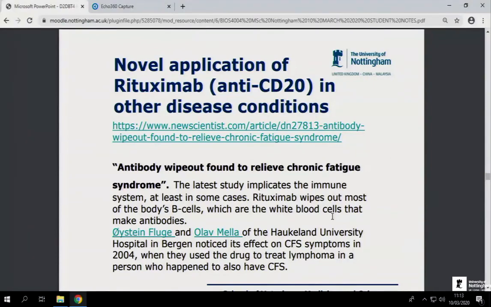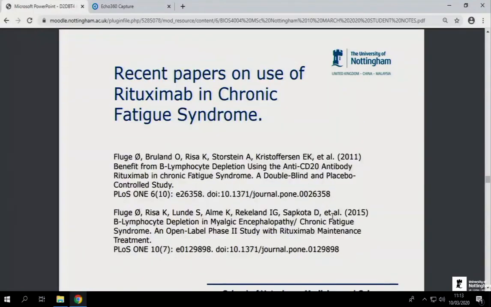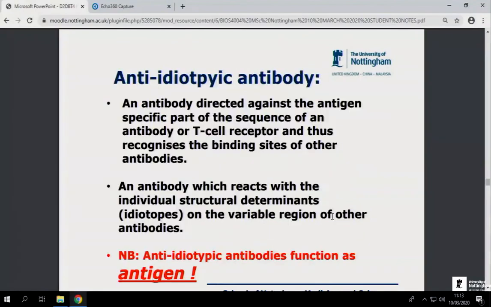And somebody here might say, well, aren't you going to put tumour cells back into that patient then? No, because in culture, you have rituximab that kills the lymphoma cells. So when you put these cells back into the patient, there aren't any tumour cells there. You're just regenerating their immune response. Excellent. There are recent papers on use in chronic fatigue syndrome as well. You may be interested in that.